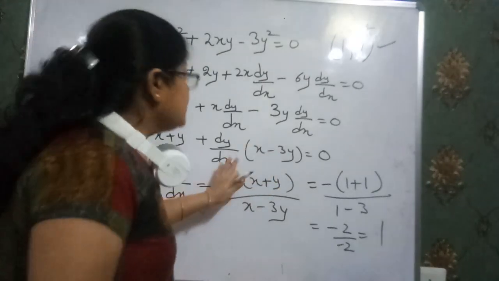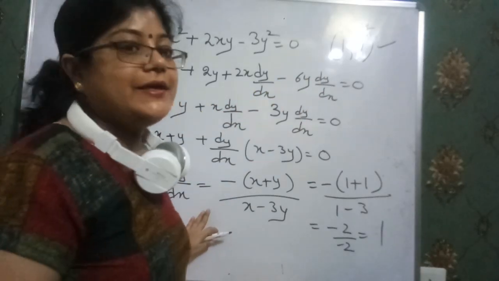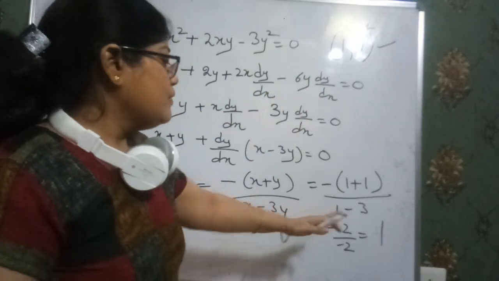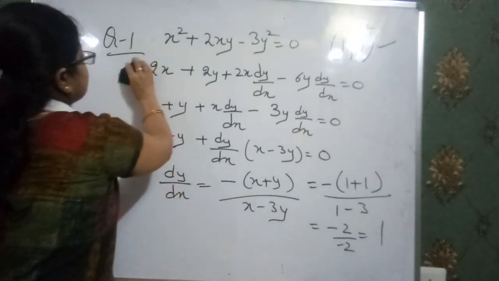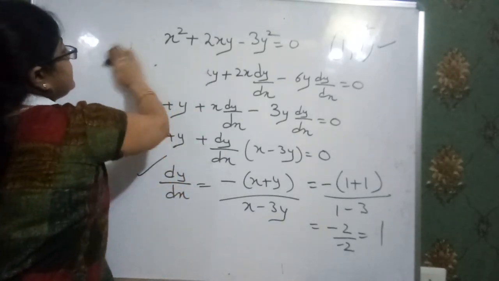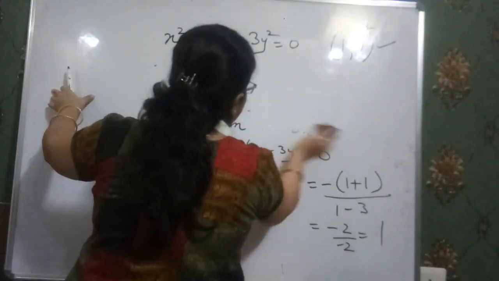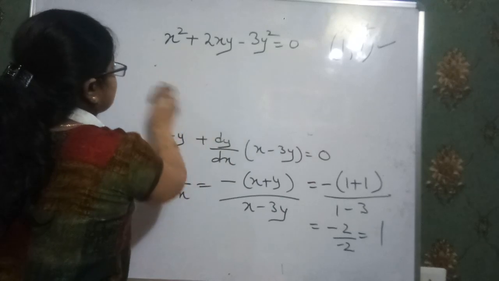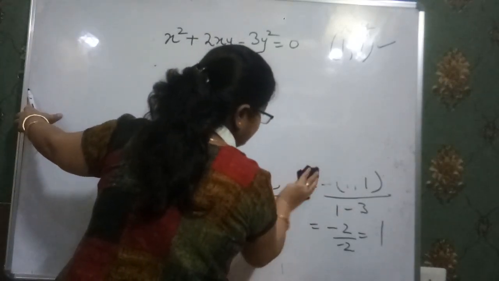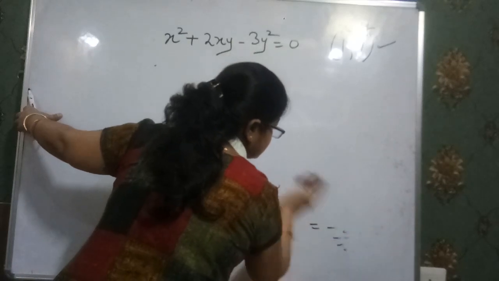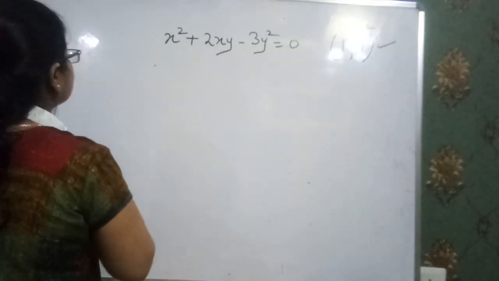We have to put the values 1 and 1, that is the point, into our dy by dx. In this way we find the value of dy by dx, which is also known as the slope of the curve. Now the second thing, you have to find the tangent or the normal. But there is just a slight difference between them. I am just explaining it to you.